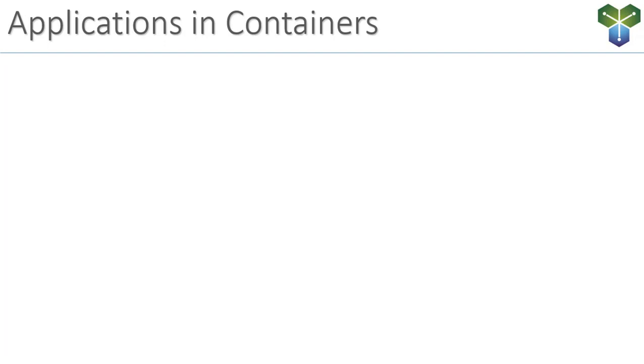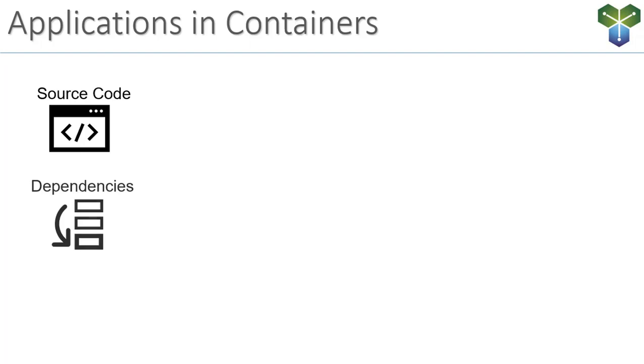So let's start with the first ingredient here. We've got source code. This is our application, our source code. Now, what files does this require to run? What operating system should it be running on? Those are going to define our dependencies. And so now we've got this source code. We've identified all of the necessary dependencies.